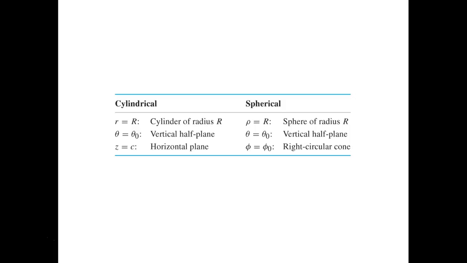For your spherical coordinates, it won't be a cylinder of radius r, it'll be a sphere of radius r. Rho is equal to r, some fixed value. That would be a rho trace, okay? The theta trace would be a vertical half plane, just like it was here. And phi equal to a constant would be a right circular cone.